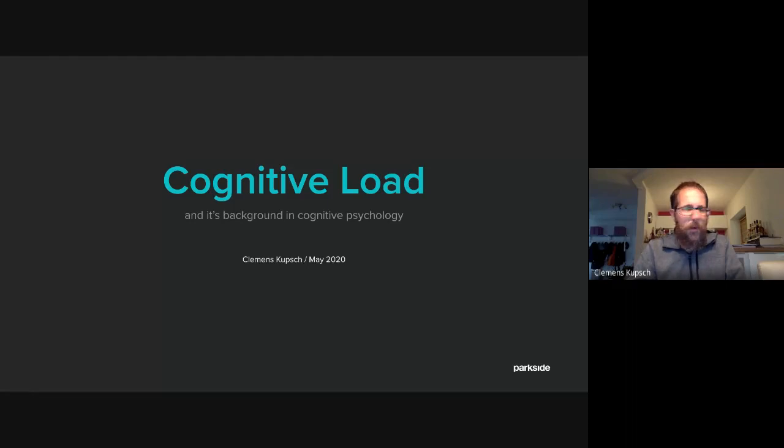So, cognitive load. I'm sure many of you have already heard the term cognitive load. I mean, it regularly pops up in UX talks and discussions. Every now and then a client might drop it or you read about it in an article. And today I want to shed some light on its background in cognitive psychology and also give you a better understanding of its history and where it comes from. And I also would like to encourage you to go beyond the usability guidelines to understanding their underlying reasoning.